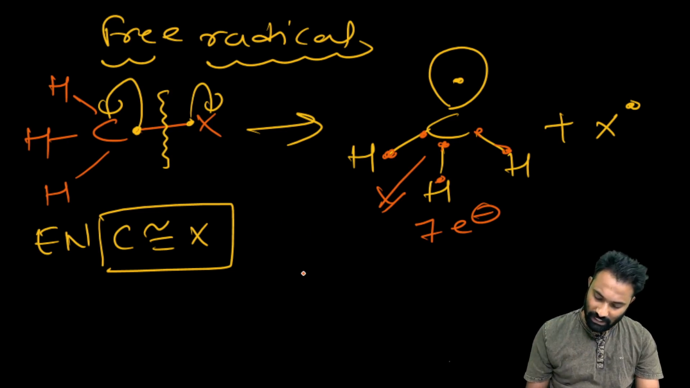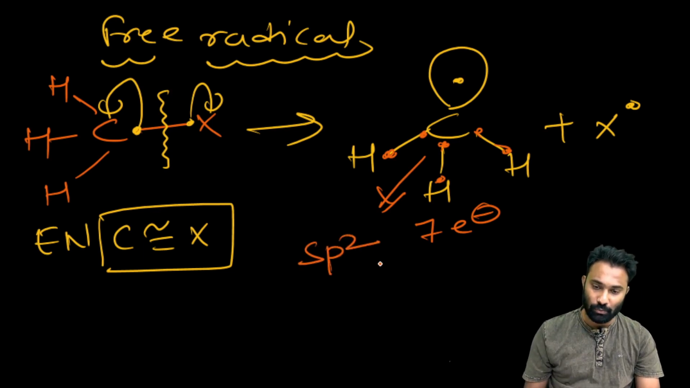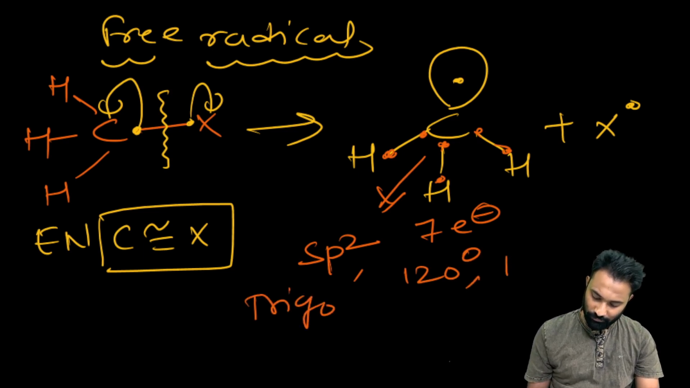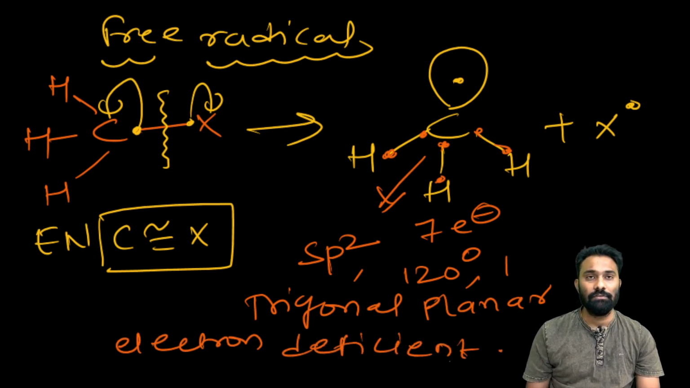Now, first one. What is the hybridization of this one? This hybridization is sp2. Free radical hybridization is sp2. Clear? Now, sp2 means we know the bond angle will be how much? 120 degrees. And the geometry is which one? Trigonal planar, and electron deficient. Is it clear? Done?